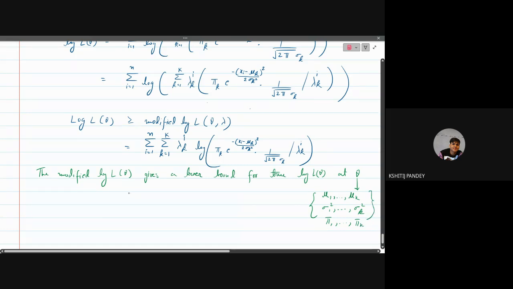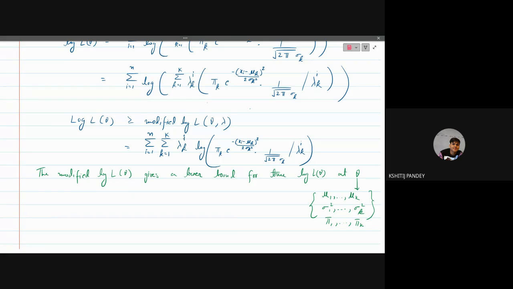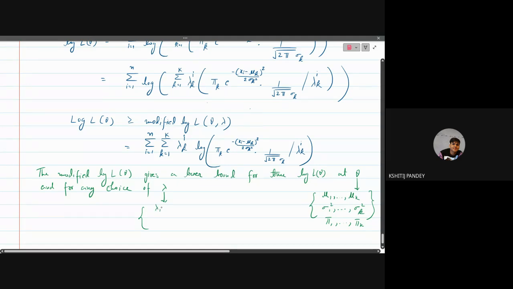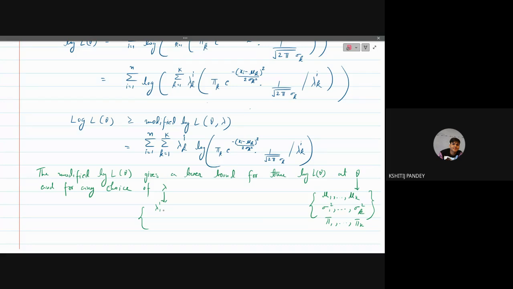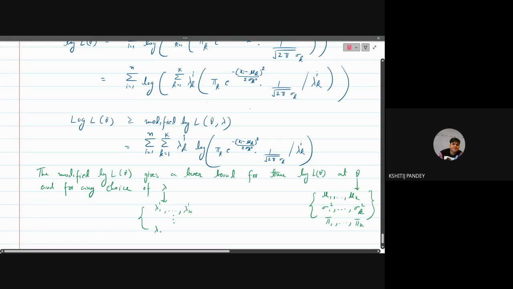And for any choice of lambda, and by lambda what do we mean? For each data point you have k lambdas. For point i equal to 1, you have lambda 1 to lambda k. Similarly, for all points you have values of lambdas.